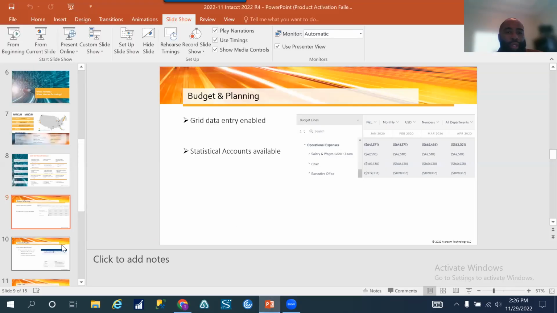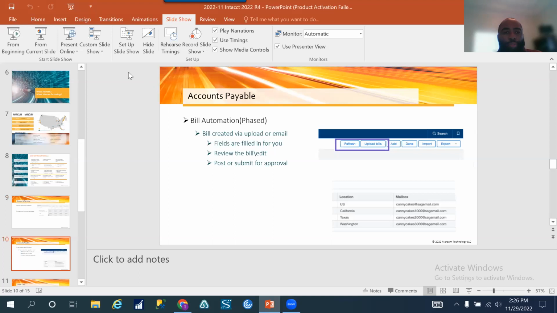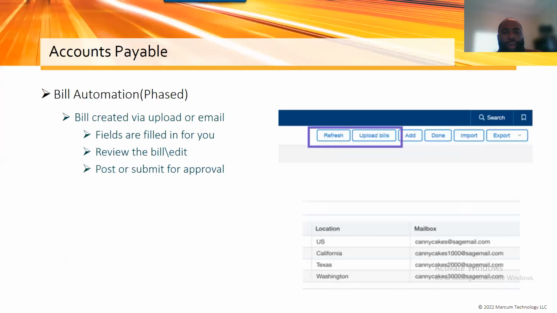So the next item I wanted to talk about is accounts payable. There's been an enhancement in accounts payable, and you may not see it yet. It's being phased in. There's a subset of the user community who already has this product turned on, and they will be continuing rolling it out in 2023. Basically, it's bill automation. Because it's phased out, we don't even actually have it yet, but it's bill automation.